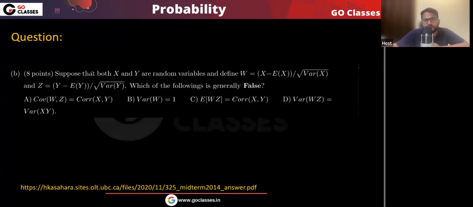Let's see this question. Suppose that X and Y are random variables. They have defined W as the standard random variable of X, and Z as the standard random variable of Y. Which of the following is generally false? Option A: the covariance between these two and the correlation between these two are the same. Is this true? What do you think?